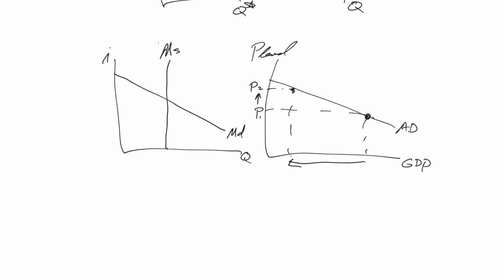So the demand for money increases. So before, this was the equilibrium interest rate. Now, this is the equilibrium interest rate. So interest rates have gone up because people are now holding more money in response to the increased price level.